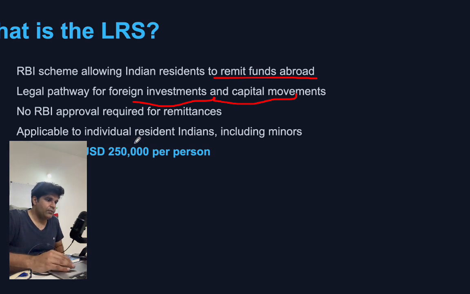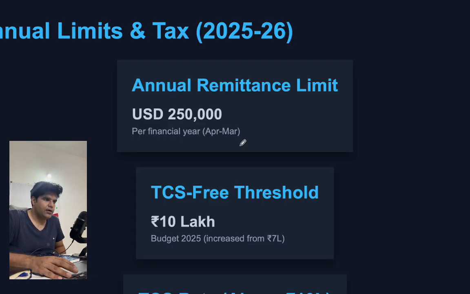Now this is applicable to all individual resident Indians, including the minors, and the annual limit is 2,50,000 USD per person. Meaning if you have a family of four, you can very well invest about $1 million, which is more than enough for what most people will think about investing, right?